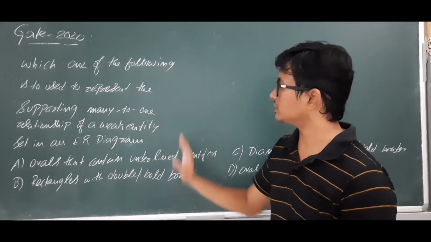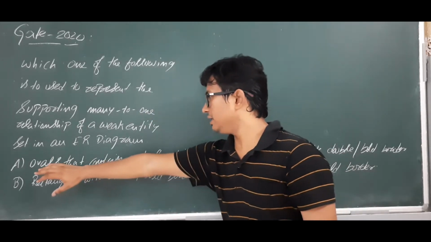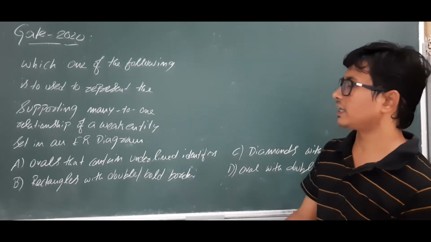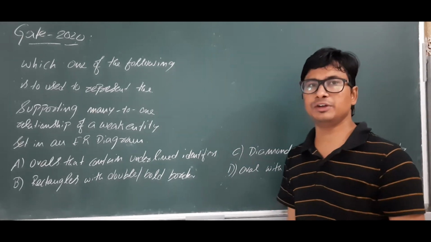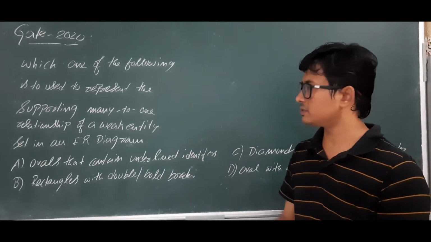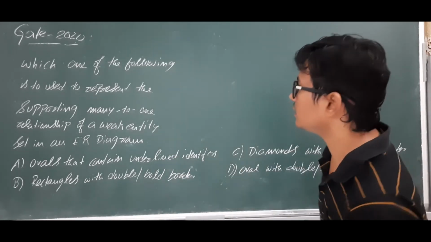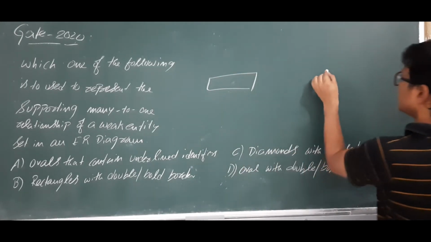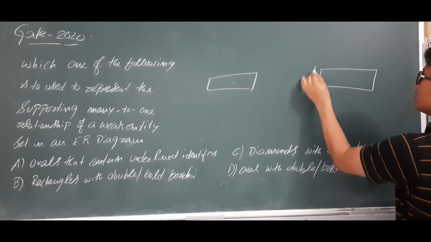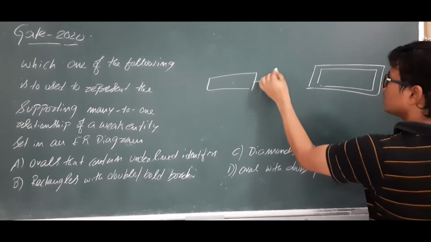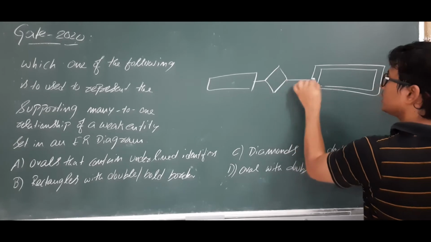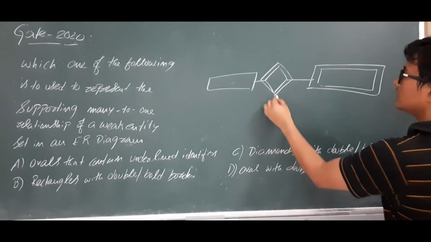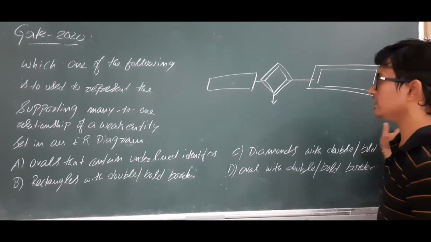We have solved a similar question. Then they have given option A, option B, option C, option D, and they are asking which is the right answer. In earlier videos on constructing ER diagrams, we have discussed this. There should be a strong entity and a weak entity. The weak entity will be represented with a double line, and the relationship between the strong entity and weak entity should be a double diamond. This relationship we will call an identifying relationship.